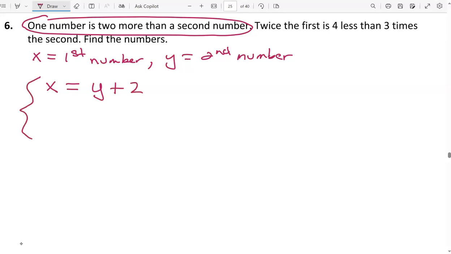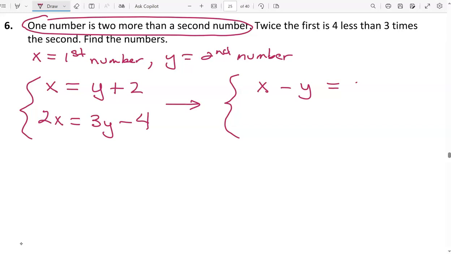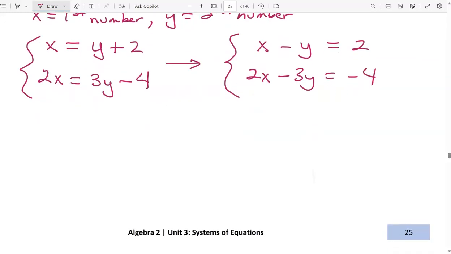There's one equation. And then twice the first, that would be 2 times x, equals 4 less than 3 times the second. So 3 times the second is 3y. 4 less than that, we subtract 4 from it. Both of these equations have to move into standard form. So x minus y is equal to 2, and 2x minus 3y is equal to -4.